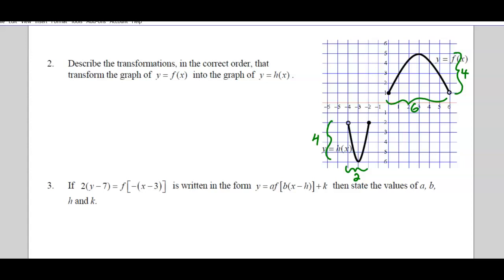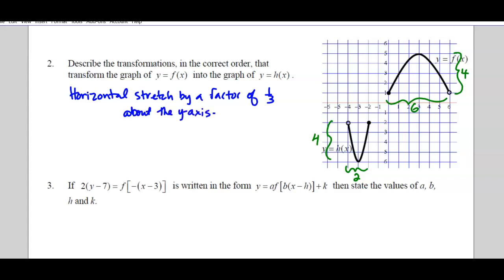In any case, the original width was 6 units, now it's 2. It's been squished, so that means it's been horizontally stretched by 1/3. This 6 multiplied by 1/3 gives you 2. So I know that for sure. So, horizontal stretch by a factor of 1/3 about the y-axis.